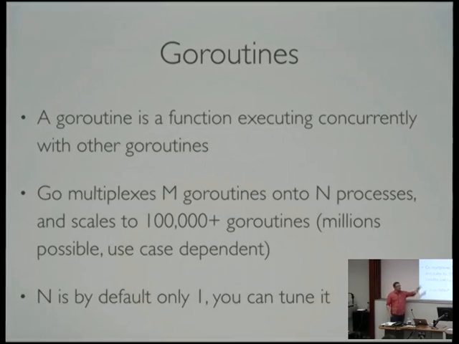By default, N is one, so by default, Go will only ever run one process. You can tell it run 5 or run 20 or whatever. You get control over how many processes Go will multiplex your Go routines onto.